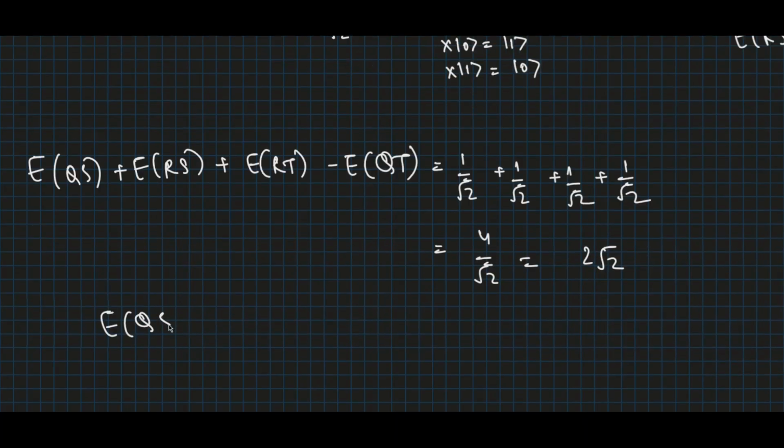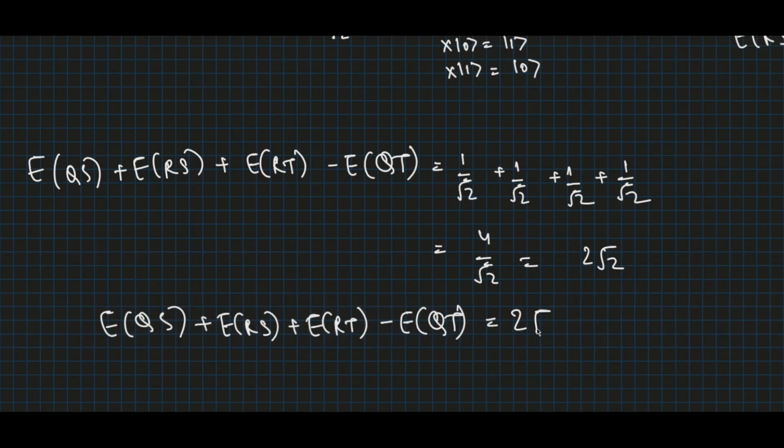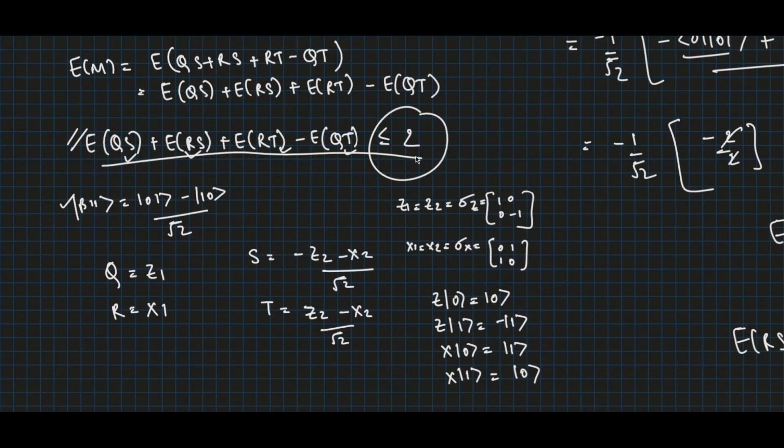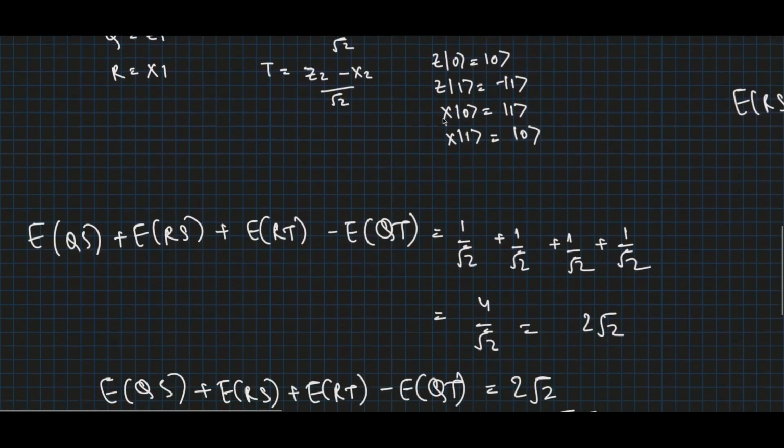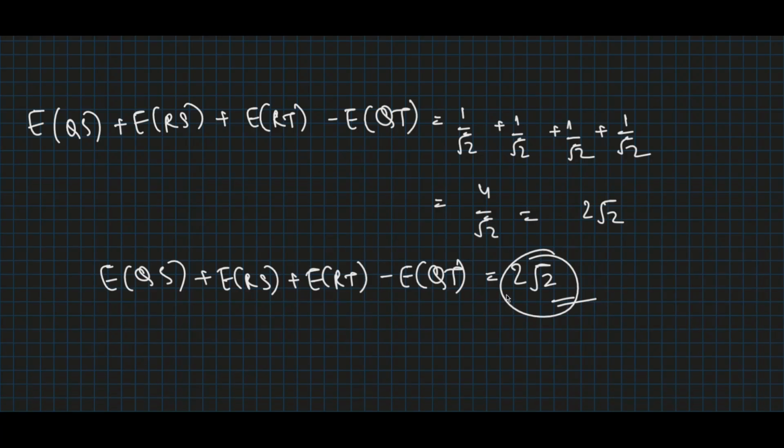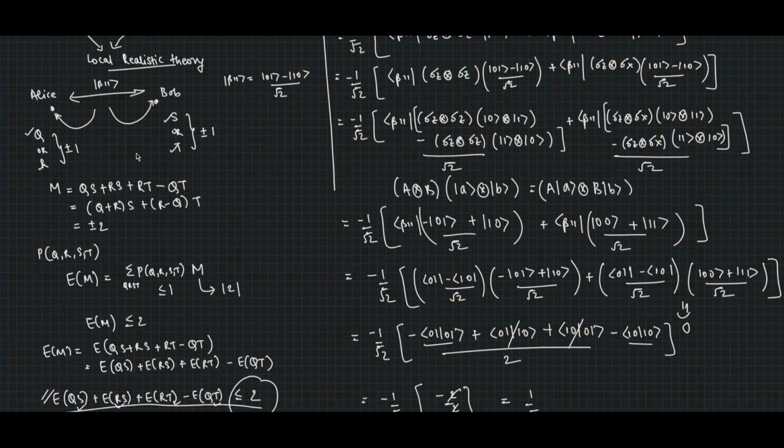That means E of QS plus E of RS plus E of RT minus E of QT is equal to 2√2. But previously we got the value having an upper bound of 2. But quantum mechanically, we get 2√2. And additionally, there has been a huge experimental effort with the outcomes speaking in favor of the quantum mechanical result. So the Bell inequality that was based on the assumption of the local realistic theory is wrong.